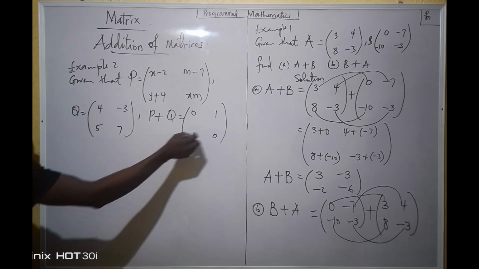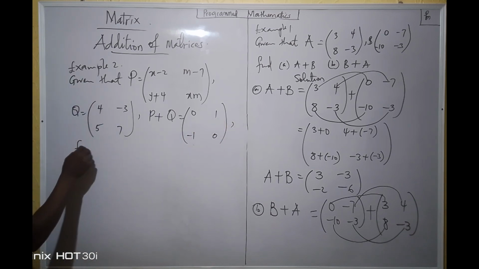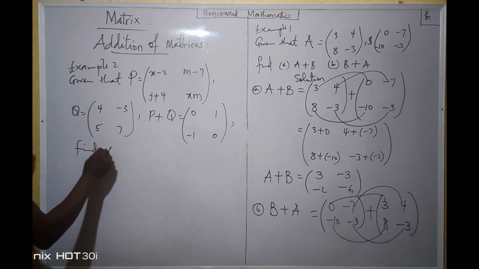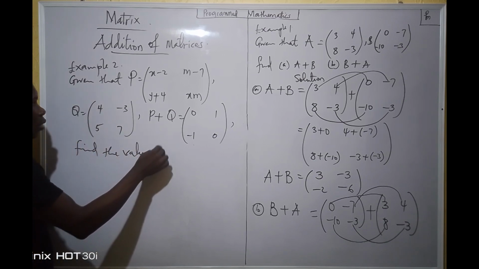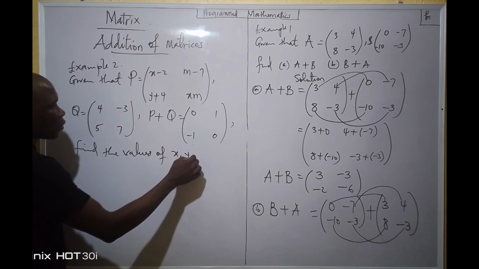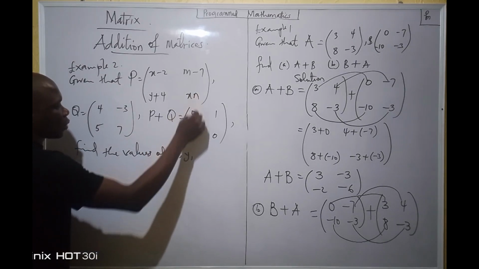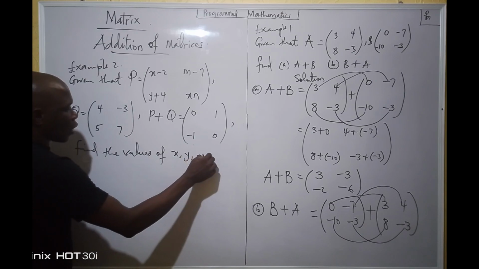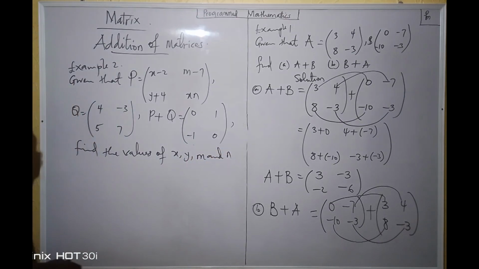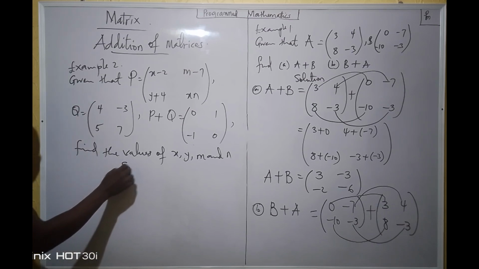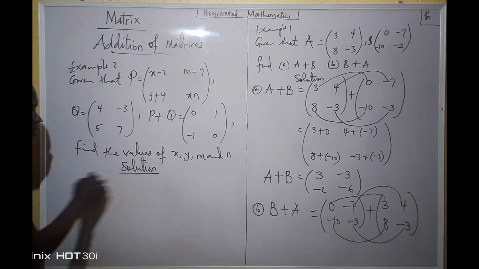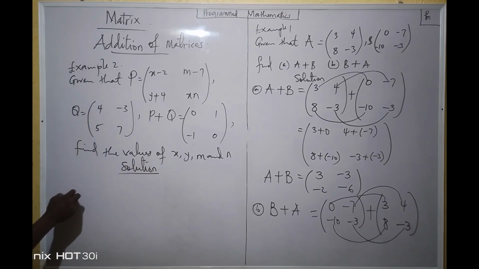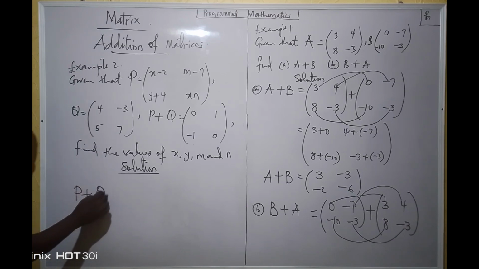So the question now is we should find the values of x, y, m, and n. Okay, so let's find the value of x, y, m, and n. Let's look at the solution to this. So we are given matrix P plus Q already. So let's write out matrix P plus Q.